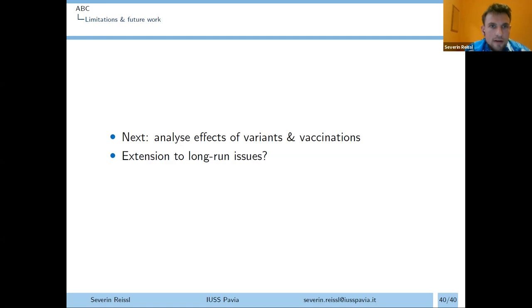And then another thing we are thinking about is to extend our analysis to slightly more long-run issues, because obviously now, especially in Italy, the debate is moving more towards the long-term implications of the pandemic, and also the way in which the money from the EU recovery fund should be used. However, in this case, we would probably simply do away with the epidemiological component of the model and instead use a framework in which there's more emphasis on technological change and so forth, which of course right now we do not have in the model at all.